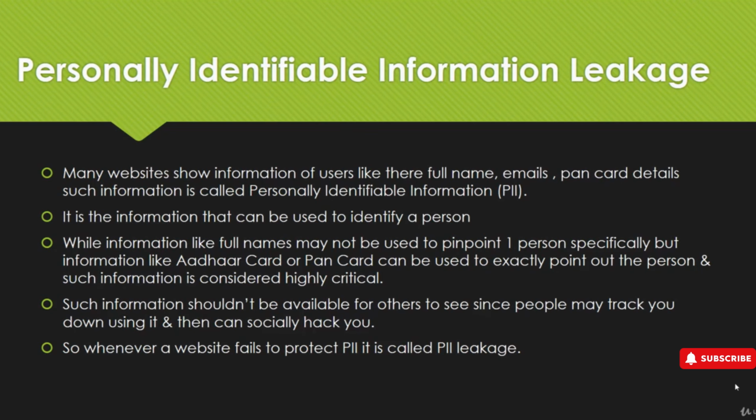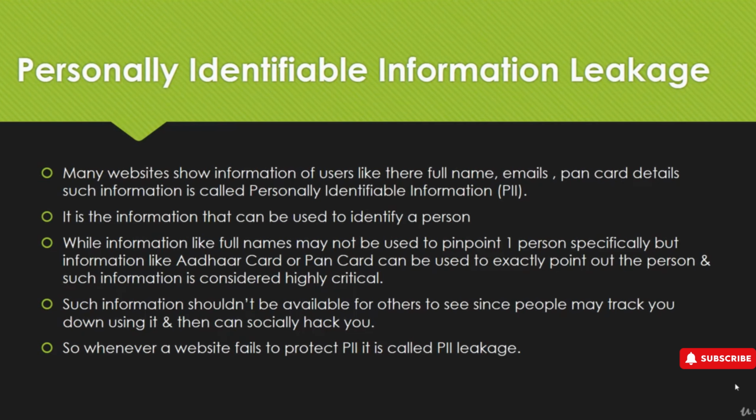In this tutorial, we will talk about what is personally identifiable information leakage, which is also known as PII. Many websites show information of users like their full names, email, PAN card details. Such information is called personally identifiable information or PII. It is the information that can be used to identify a person. While information like full names may not be used to point out one person specifically, information such as Aadhaar card or PAN card can be used to exactly point out the person, and such information is considered highly critical.